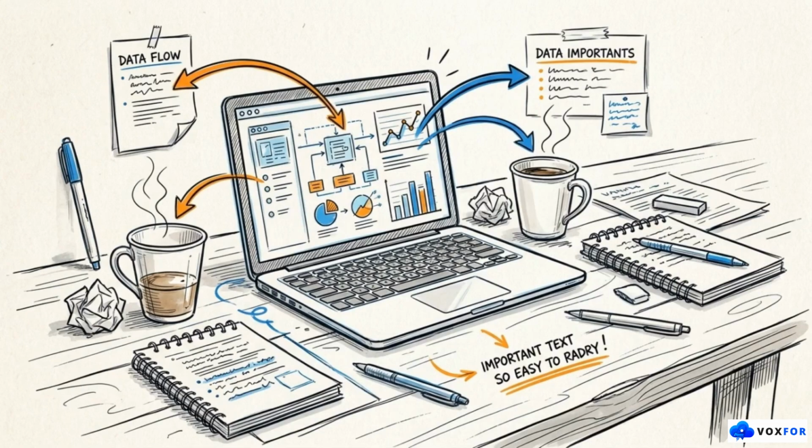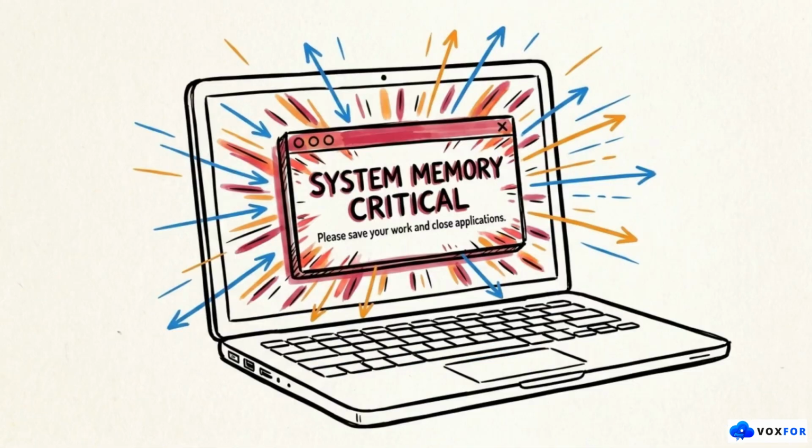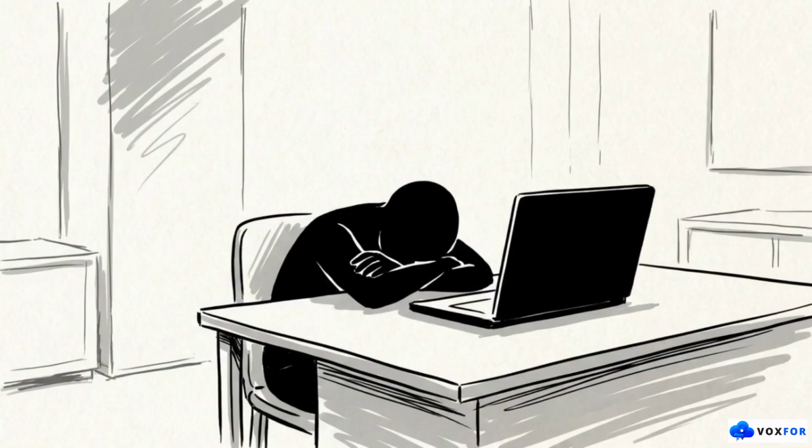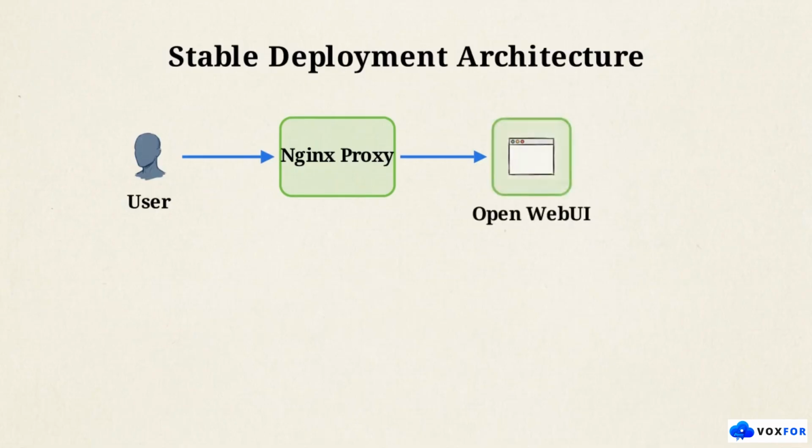Many users try to run this setup on a personal laptop, but laptops go to sleep, drop their internet connections, and quickly run out of memory when processing large AI tasks, taking your entire interface offline. This chart shows the stable deployment architecture. Traffic flows from the user through an NGINX proxy into Open WebUI and down to Ollama.